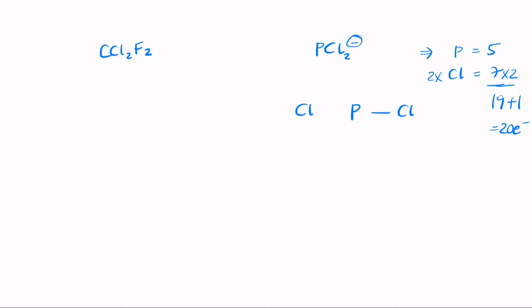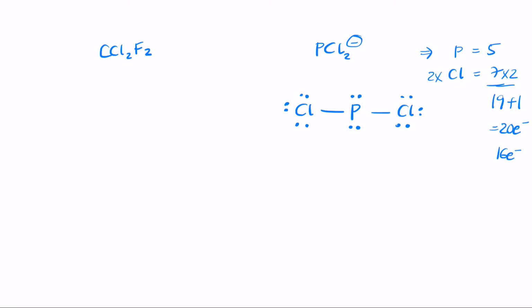We draw the 2 bonds, so that is done. From that we have 16 electrons left, which we distribute as 1, 2, 3, 4, 5, 6, 7, 8, 9, 10, 11, 12, 13, 14, 15, 16. That gives you a total of 16 electrons.